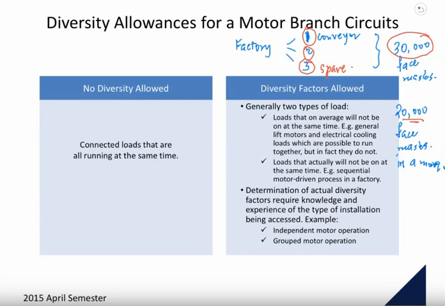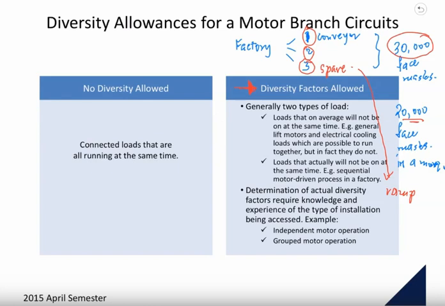Okay, so the third spare machine could be for maintenance use. So when we are maintaining machine 1, we will run 2 and 3. While we are maintaining 2, we will run 1 and 3. Or it could be for times of emergency when one of the system break down. Okay, of course, this spare could also be used to ramp up production as and when needed. Okay, and that's where we can apply diversity factor.